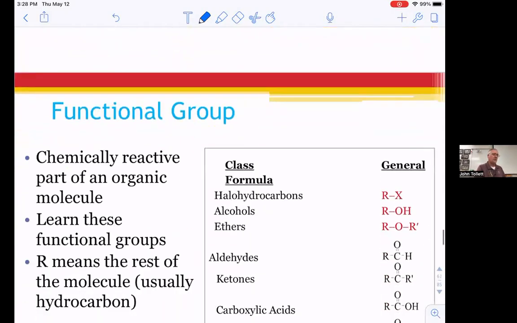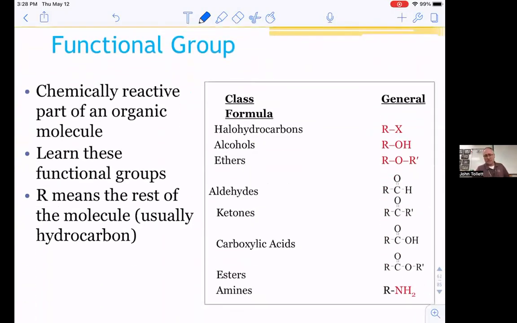So the last thing that we need to talk about, well, almost the last thing we have to talk about in this unit, is functional groups. Functional groups are different things that can be attached to carbon chains. Now, we're just scratching the surface here. There are lots of functional groups. These are primarily the ones that you'll see in first and second year chemistry in college.